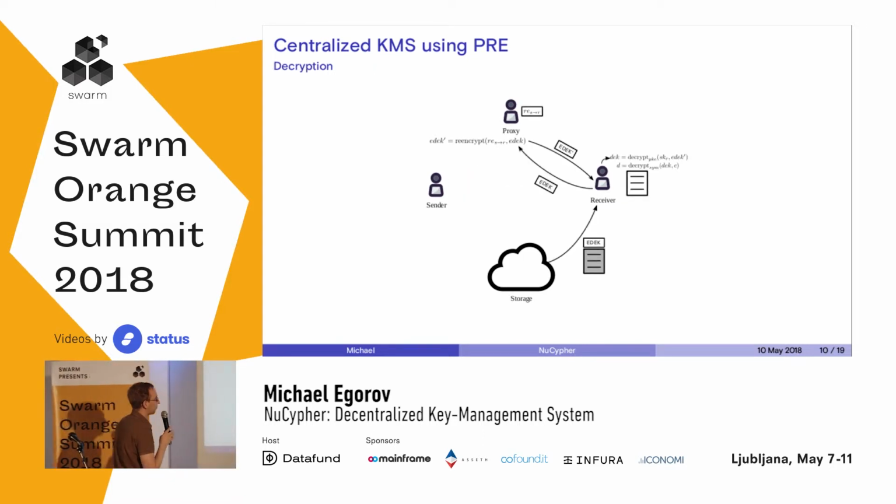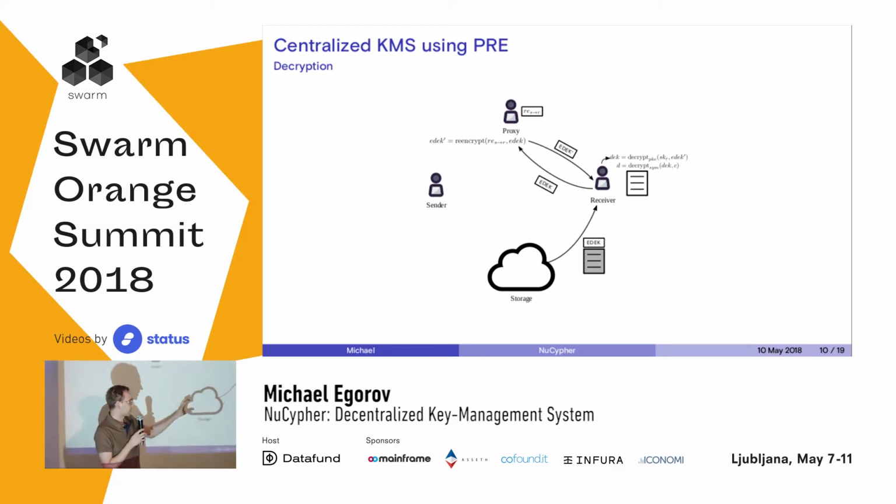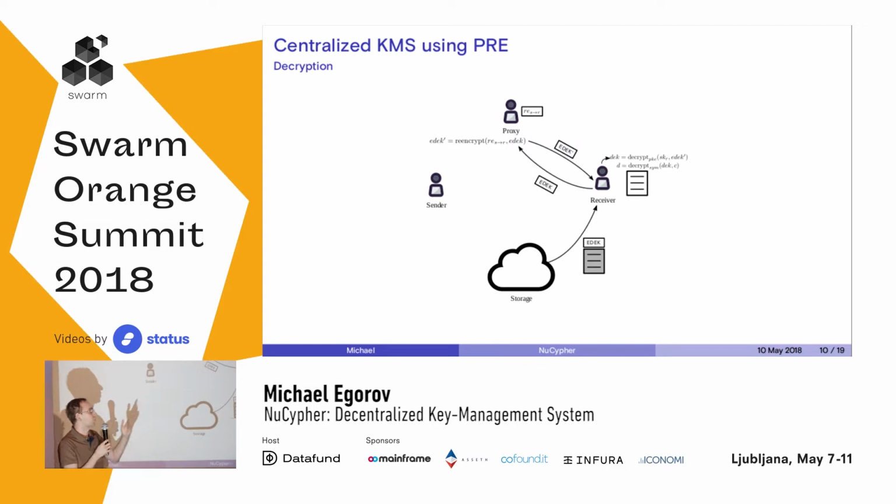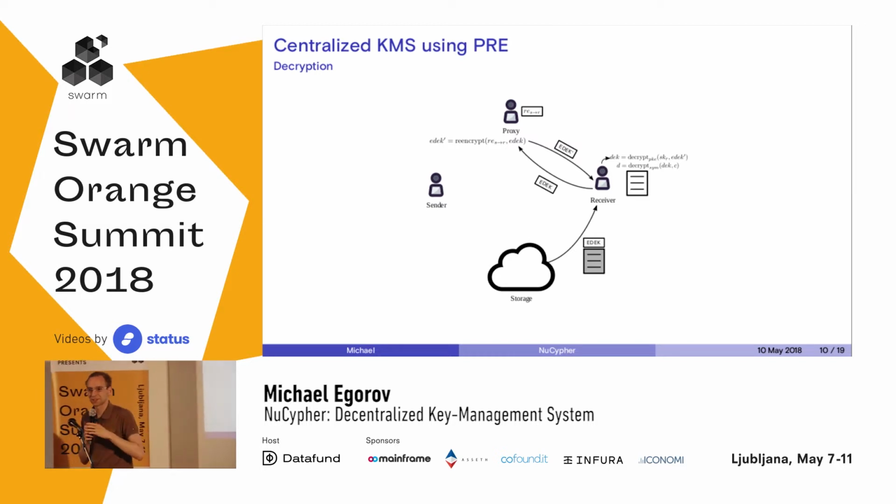Now, what happens when the receiver reads the data? The receiver fetches the data which was encrypted for the sender, and sees that he cannot decrypt it. So what does he do? He takes this encrypted symmetric key and sends it to the proxy, asking it to re-encrypt. The proxy takes the re-encryption key and transforms the encrypted symmetric key, which was encrypted for Alice, into being encrypted for Bob. At this moment, the proxy did not see anything except for the two ciphertexts, ciphertext in, ciphertext out.